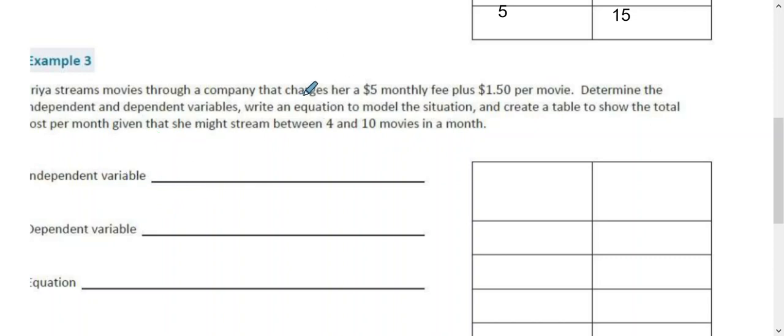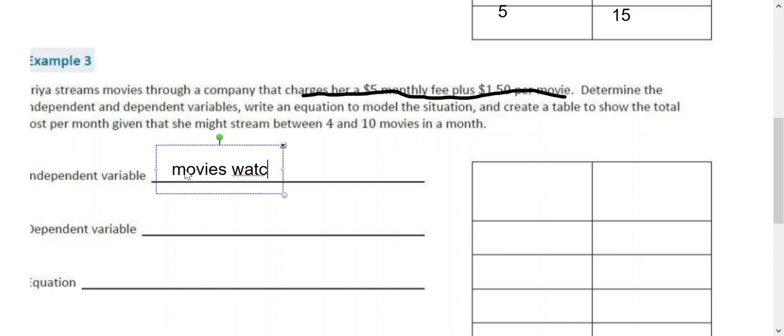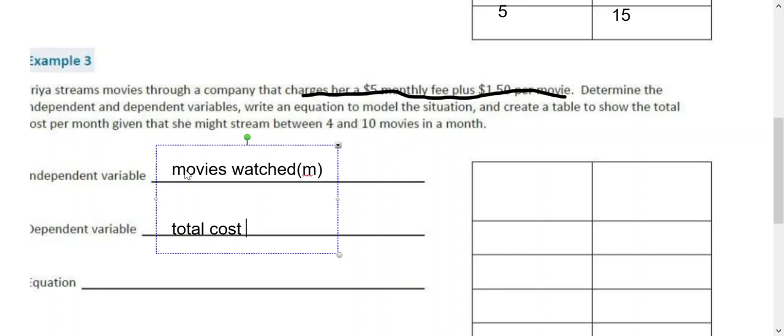It is, you've got dollars as one, and the other one would be movies watched, because it's a monthly fee and an amount per movie. So you can change the number of movies you watch. So movies watched is going to be the independent, and the dependent is going to be the total cost. Usually money is going to be your dependent one, because money depends on what you do.